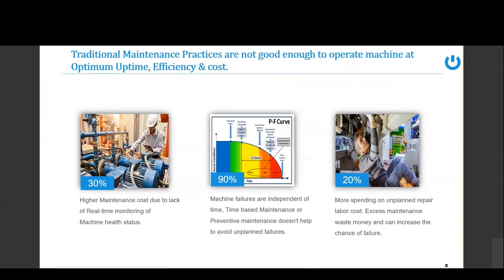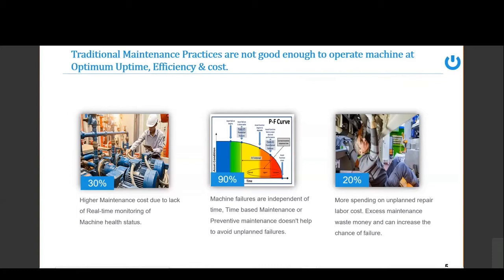As I told you, the world is facing unplanned downtime, and unplanned downtime is a reality. Unreliable operation reduces efficiency, and it leads to lower productivity. This is the reason it is very critical to invest in the right technology, which provides actionable insights. Unfortunately, traditional maintenance practices and approaches are not good enough to provide you efficiency and to run your equipment at an optimum uptime. And higher maintenance cost is a reality.